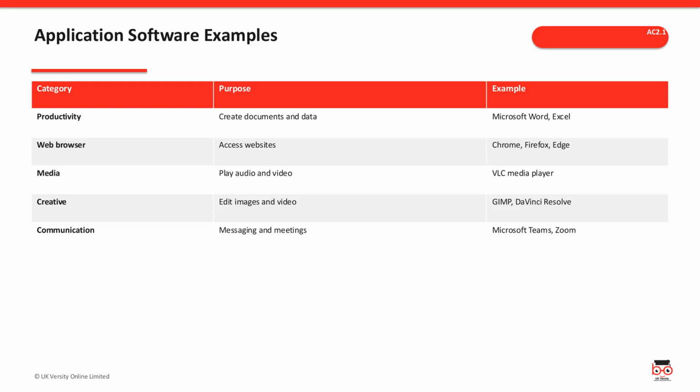Here's a quick tour of application software with real examples. For productivity, you've got the likes of Microsoft Word and Excel to create documents and crunch data. For browsing the web, there's Chrome, Firefox, and Edge. Media players such as VLC handle your audio and video. Creative tools like GIMP and DaVinci Resolve edit images and film, and communication apps like Microsoft Teams and Zoom keep meetings running. Each one is built for a particular kind of task.